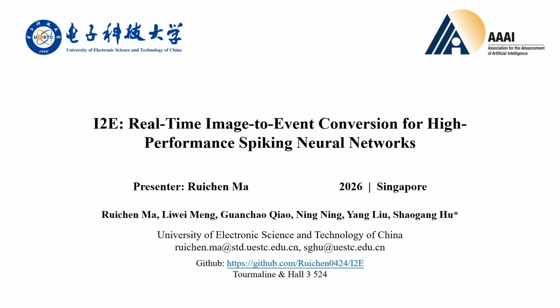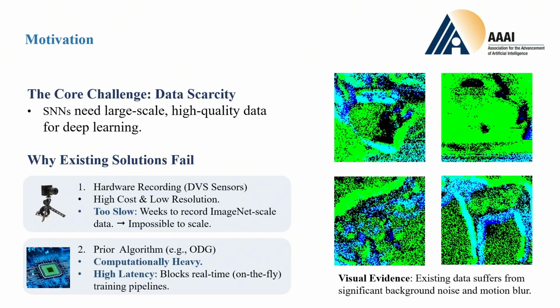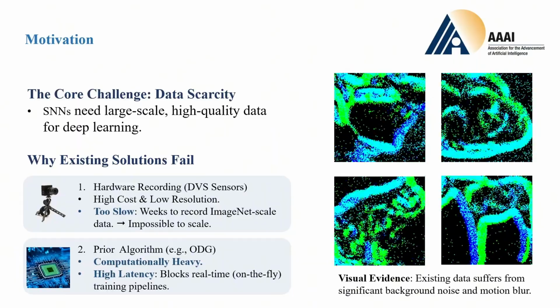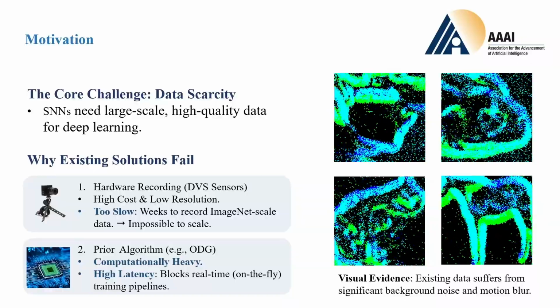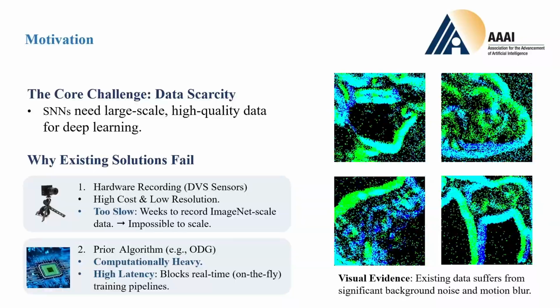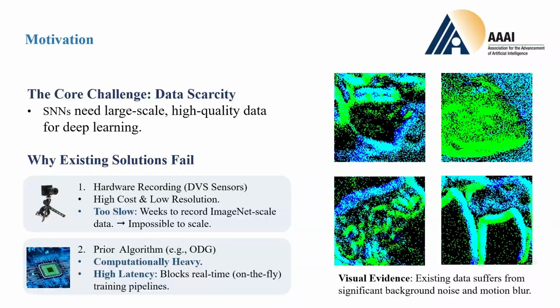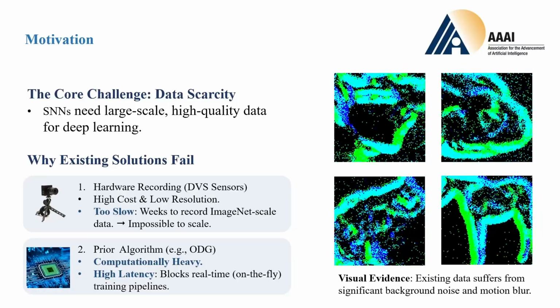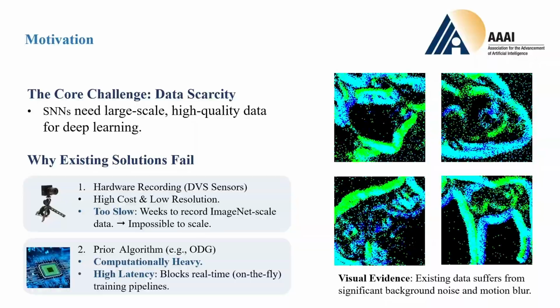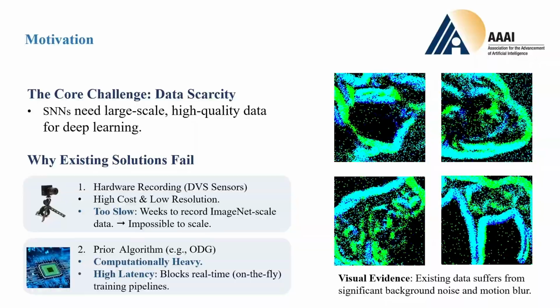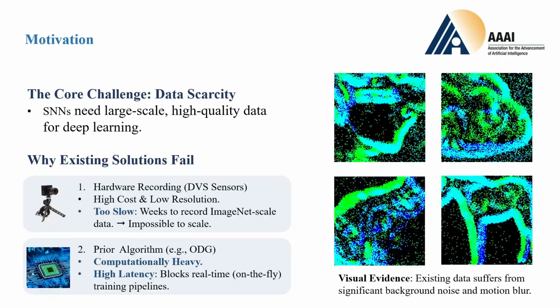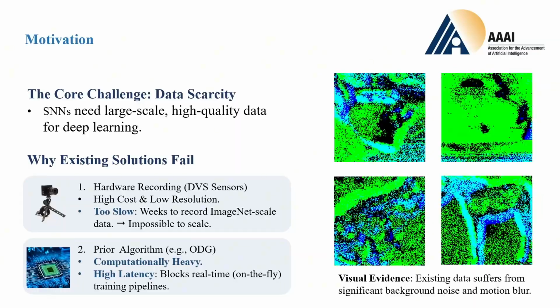It's a great honor to present our work, I2E, a novel framework for real-time image-to-event conversion for high-performance spiking neural networks. Spiking neural networks are well known for their energy efficiency and the potential for green AI. However, their practical use faces a big drawback: the lack of high-quality and large-scale event data. Existing neuromorphic datasets are not enough for training deep and complex models successfully.